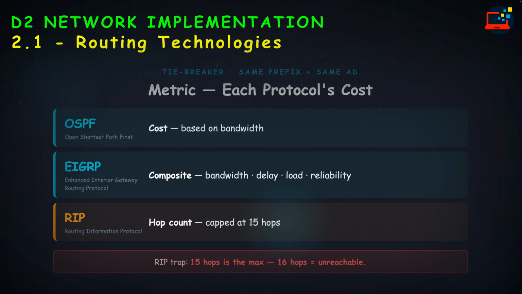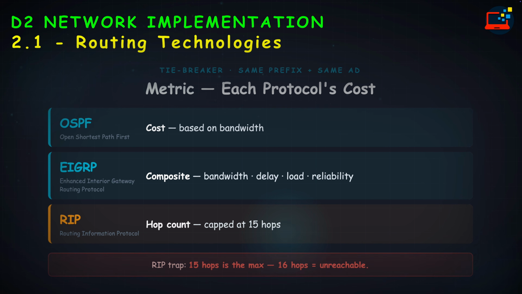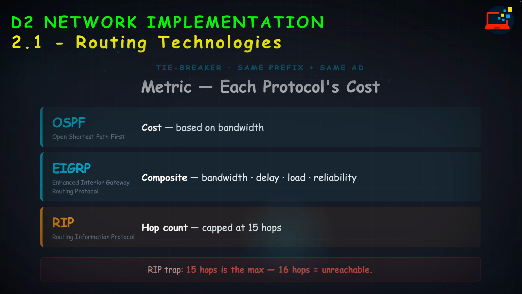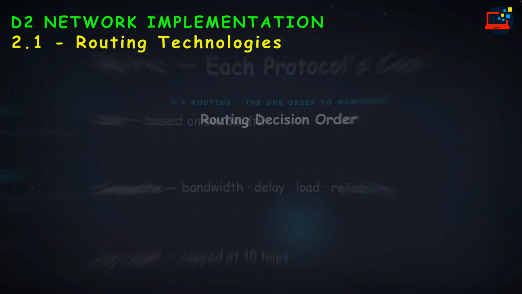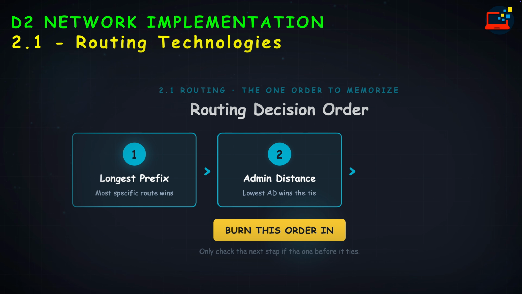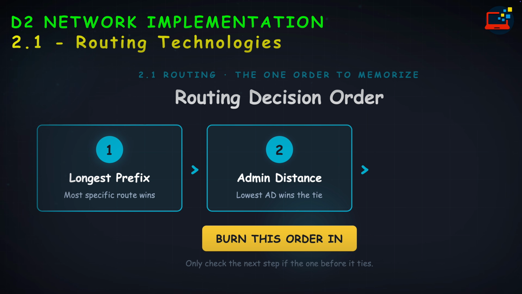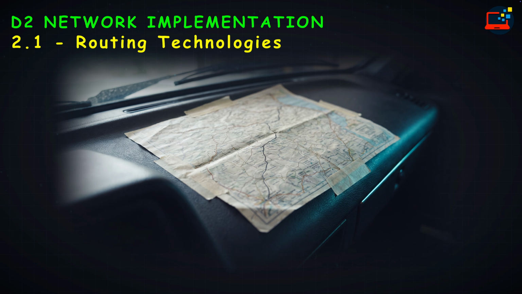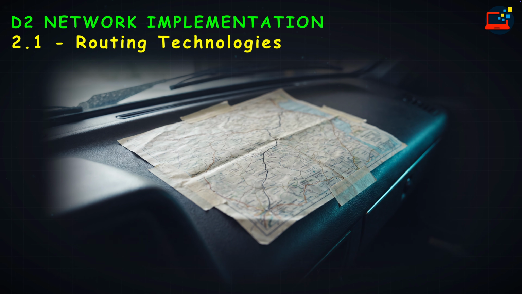Metric is the protocol's own measurement of cost. OSPF uses cost based on bandwidth. EIGRP, Enhanced Interior Gateway Routing Protocol, uses a composite of bandwidth, delay, load, and reliability. RIP uses hop count and caps out at 15 hops. The exam will rarely ask about metric in isolation. It will ask about the full decision order: longest prefix, then administrative distance, then metric. Burn that order in.